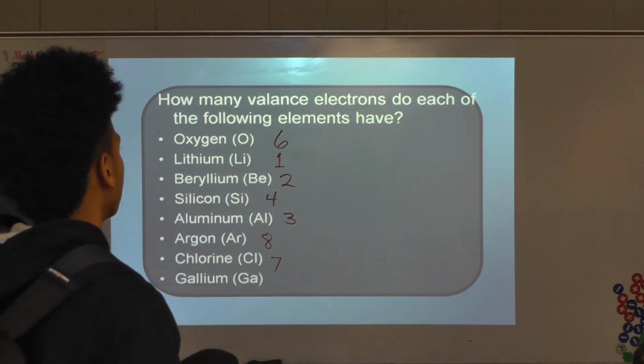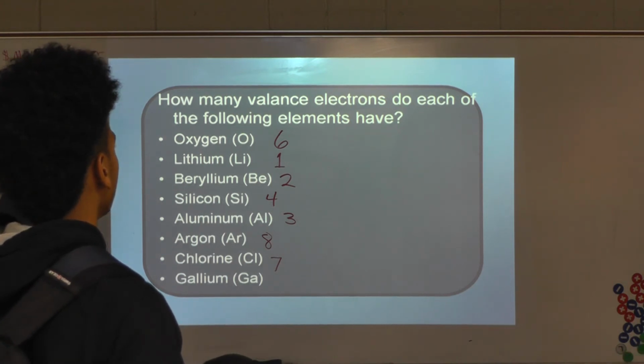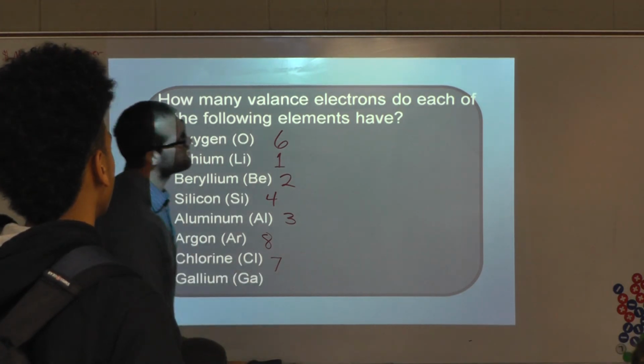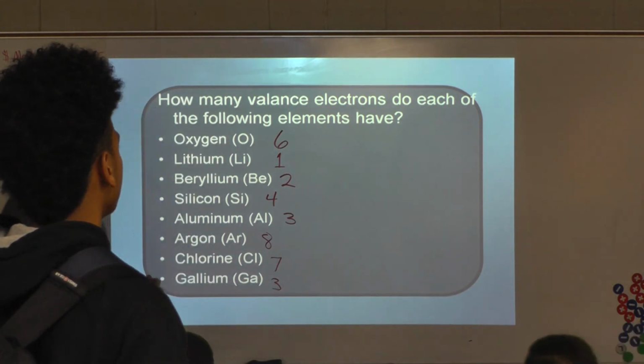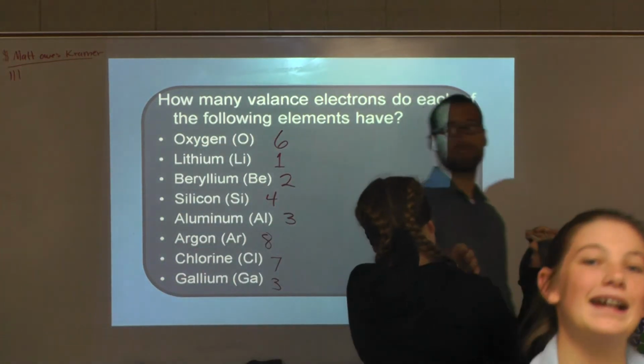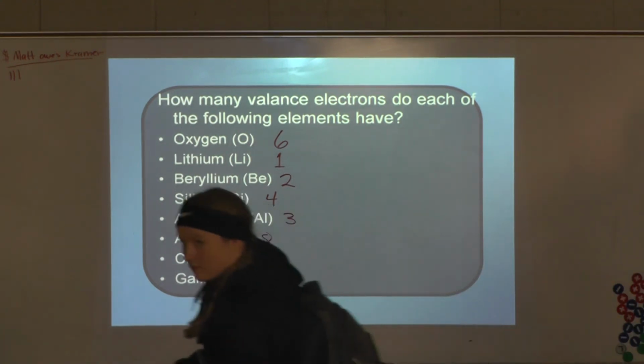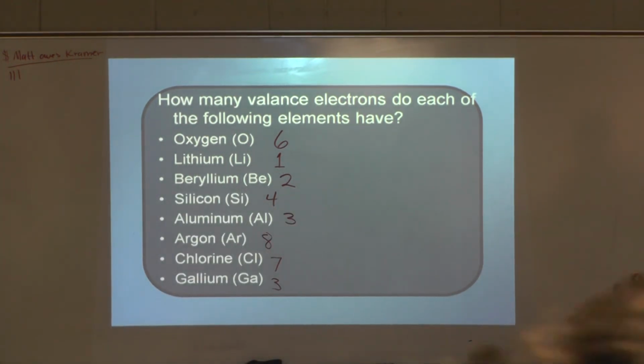Rose, gallium. Near the middle. How many? I think it's 3. Alright, 5. Vertical column. Vertical column.